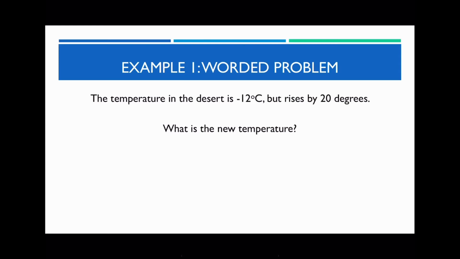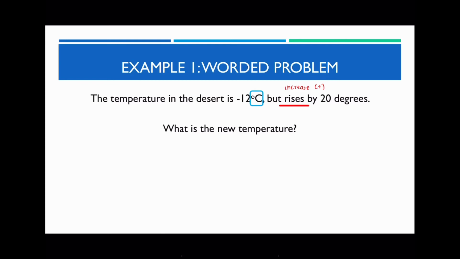Now, in our very first example, it reads, the temperature in the desert is -12 degrees Celsius, but rises by 20 degrees. What is the new temperature? When we're answering worded problems, it's really important that you highlight the key information so that you can actually answer the question. So I've highlighted the word rises because I know that rise means increase, and when I'm increasing, this is like a plus sign because I'm gaining things.